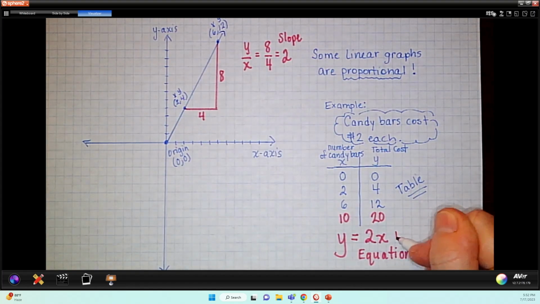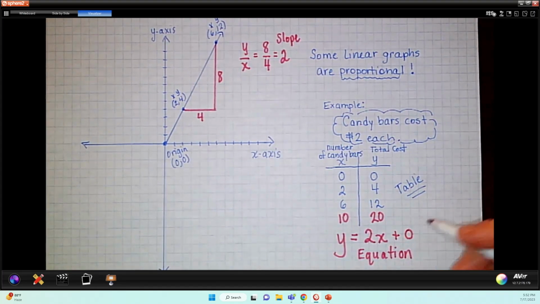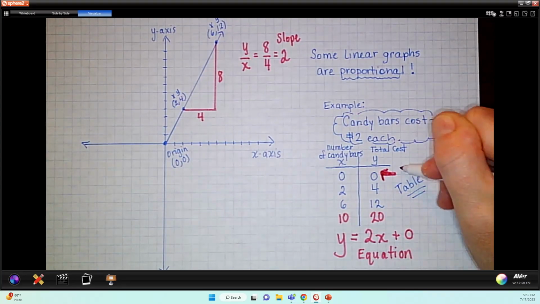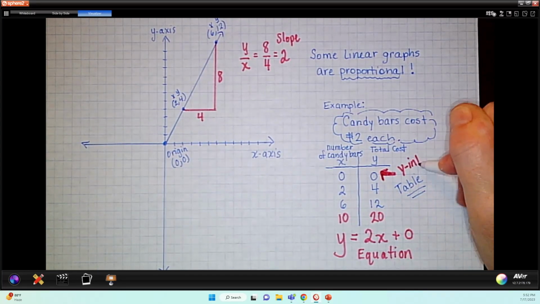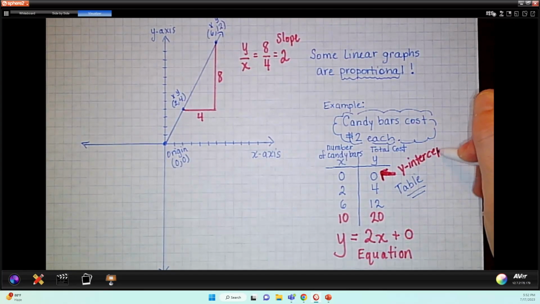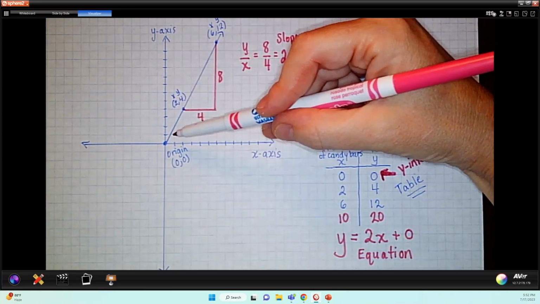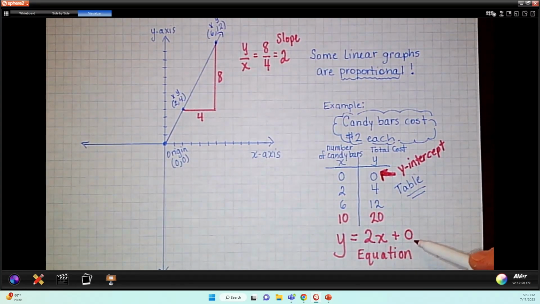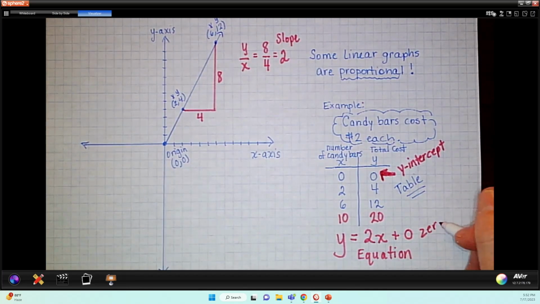We kind of do. It's plus 0. This is technically the y-intercept. We show students this. This is the y-intercept. That is where our graph starts. We start with $0. If we don't buy any candy bars, we don't have to pay any money. So this is technically the y-intercept, but because it's 0, we don't need to write it.